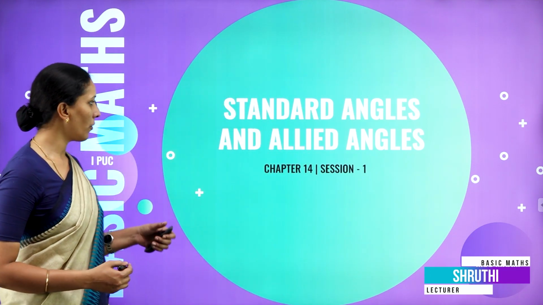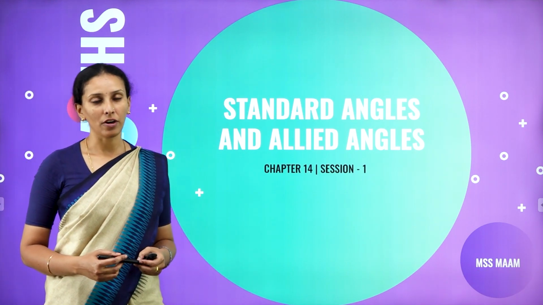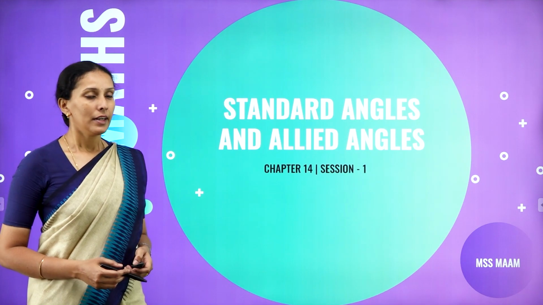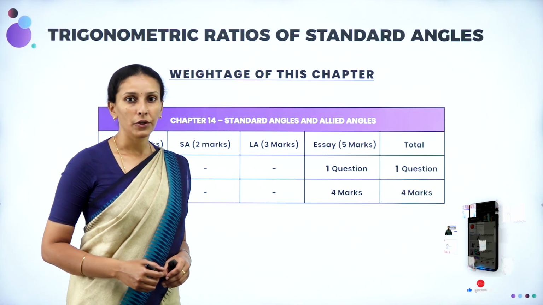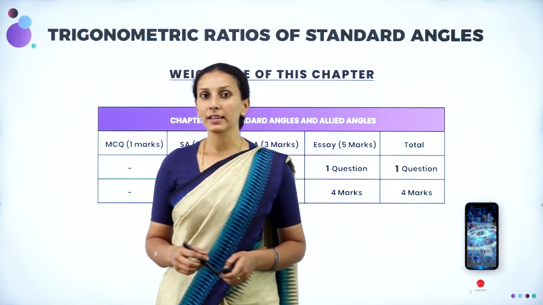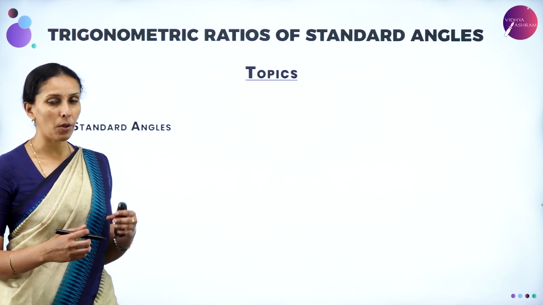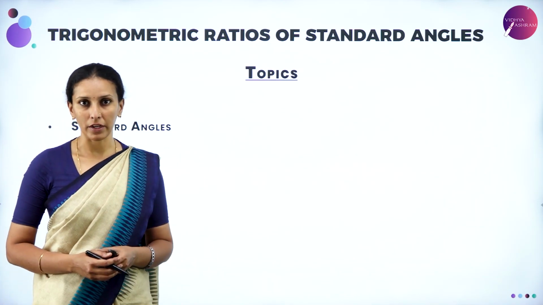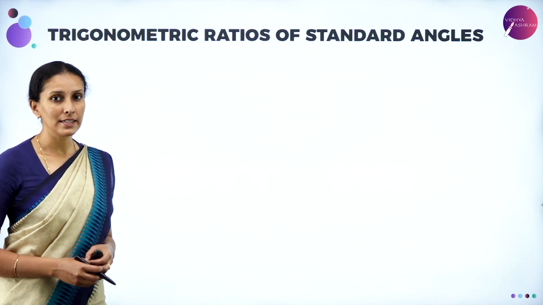Today in this session, we are going to study the standard angles and allied angles in your trigonometric functions. So, let us see the weightage of the chapter, standard angles and allied angles. You will be getting only one question for 4 marks. Here you will be learning the standard values of certain angles, and problems based on that will be given. So, let us see some of the trigonometric ratios of the standard angles.